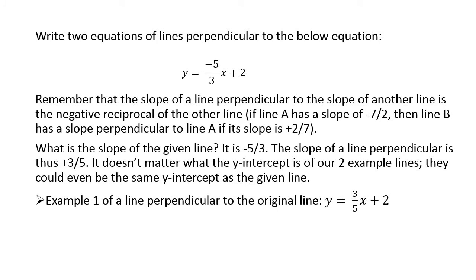So example 1 of a line perpendicular to the original line, y equals 3/5 x plus 2. The main thing here again is we need to use that negative reciprocal of our original slope. And then you can pick any y-intercept you want. So I picked the same one to start with. So if you can imagine those two lines, one has a negative slope here, and so if you're walking left to right, you're going downhill, and it's going through that y-intercept of 2. And now I've drawn a line that has a positive slope that's perpendicular to this line, and it's going through that same y-intercept.